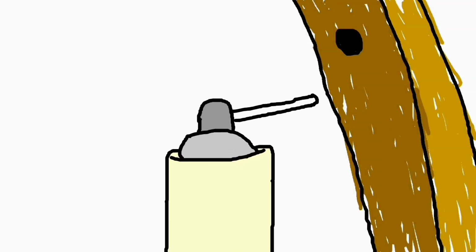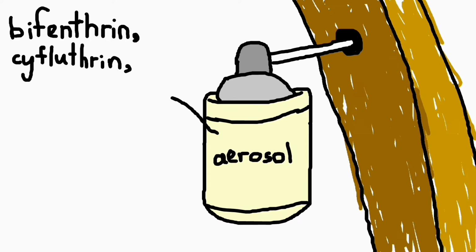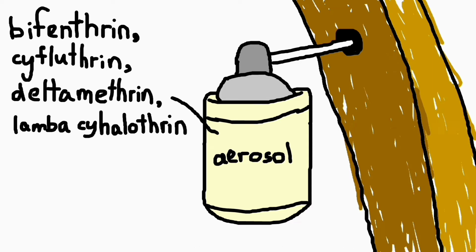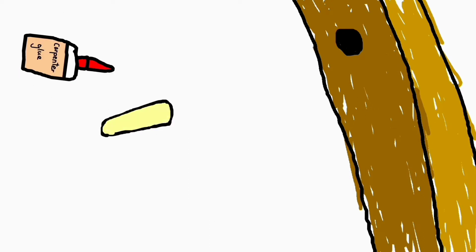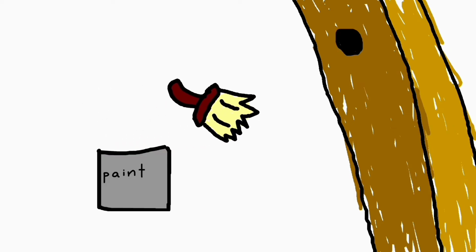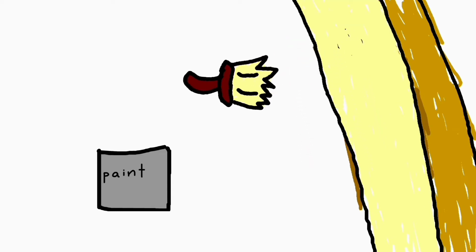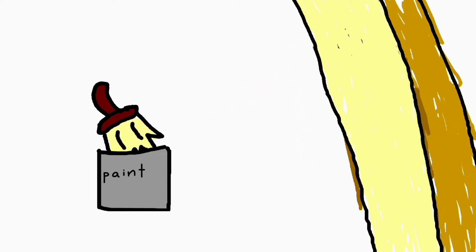One of the ways to control carpenter bees is by applying liquid, aerosol or dust insecticides containing ingredients such as bifenthrin, cyfluthrin, deltamethrin or lambda-cyhalothrin into tunnel openings before tunnels are fully constructed. The hole is then plugged using a piece of wooden dowel coated with carpenter's glue, putty, or other suitable sealant. A layer of paint can also be coated on the surface of the wood to deter future bees from using the old tunnels, as well as moisture intrusion and wood decay.